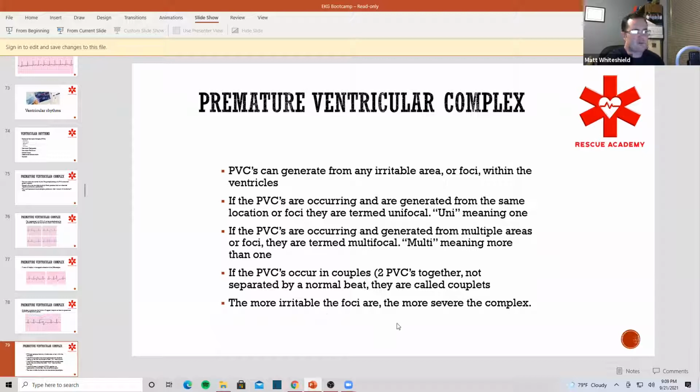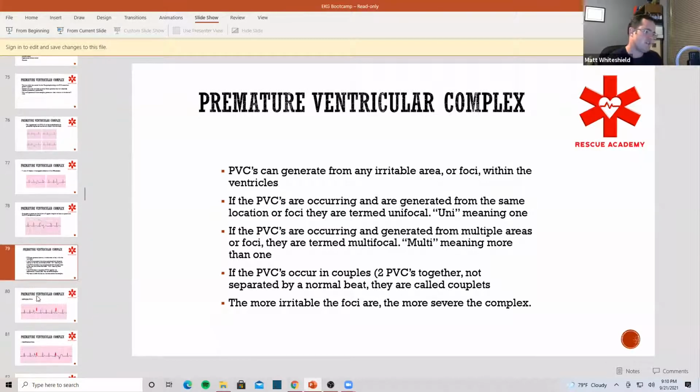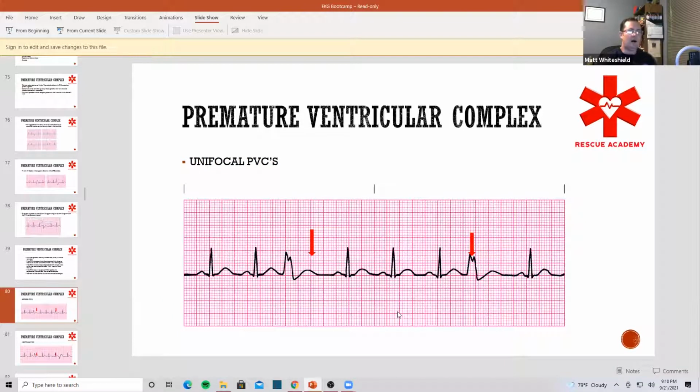It says the more irritable the foci are, the more severe the complexes of the PVCs. And you'll see some crazy looking PVCs. It's just saying that that area of those ventricles is really irritable. So let's take a look at what we got here.